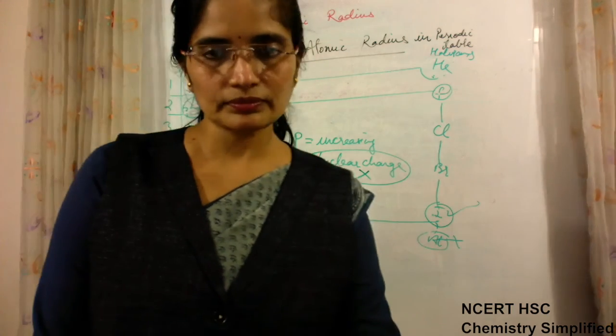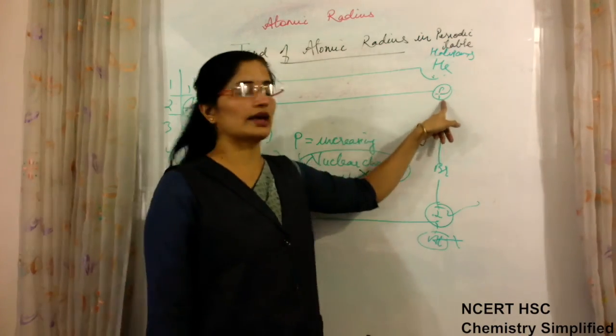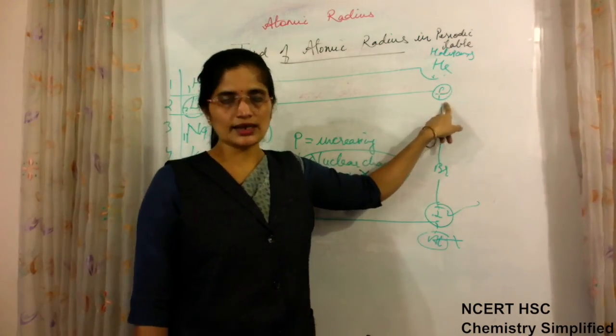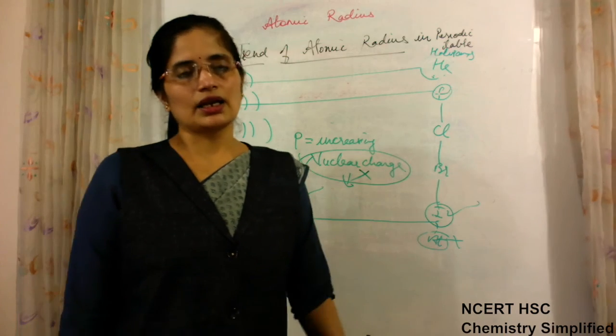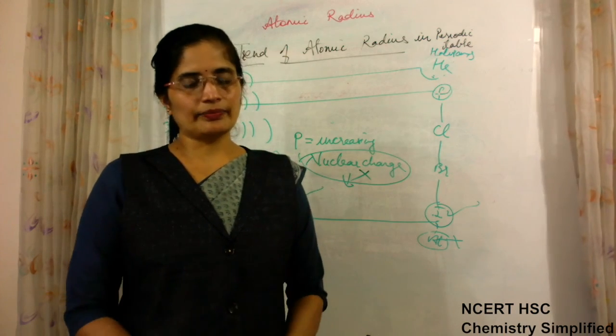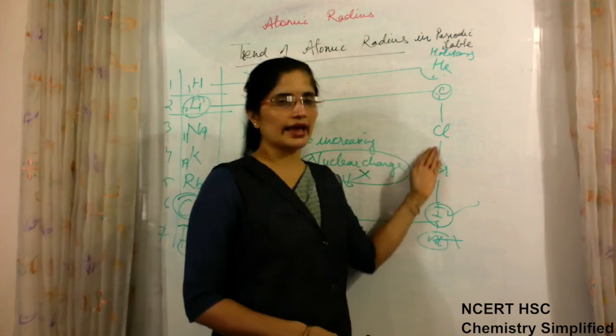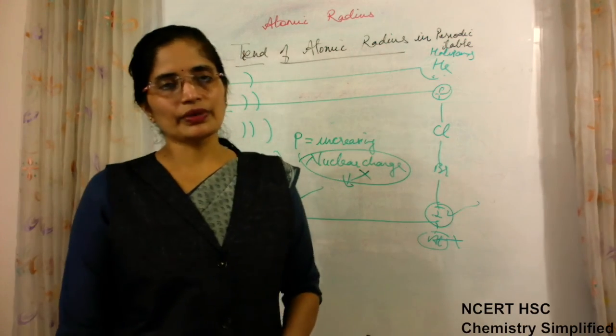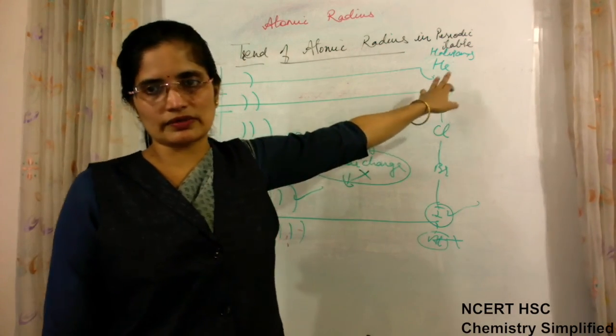Okay. Though fluorine does not have the lowest value, there are certain other reasons which we will discuss later. But you can say that halogens have the lowest value, though fluorine itself does not have the lowest value. Okay.